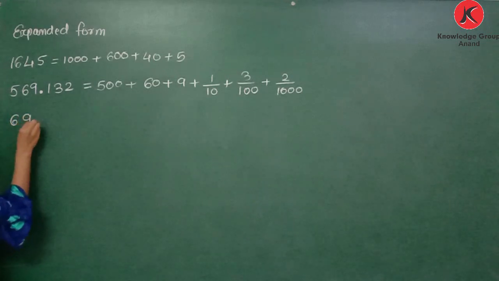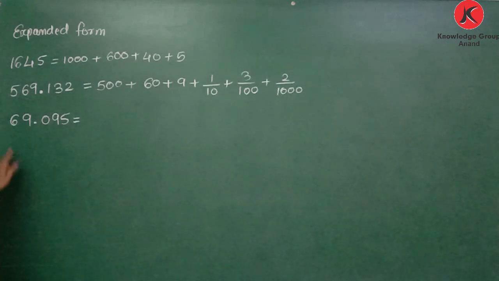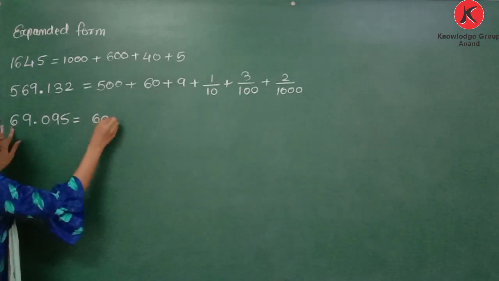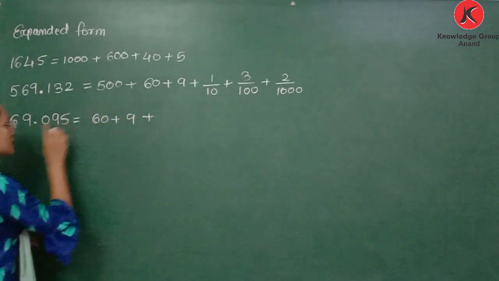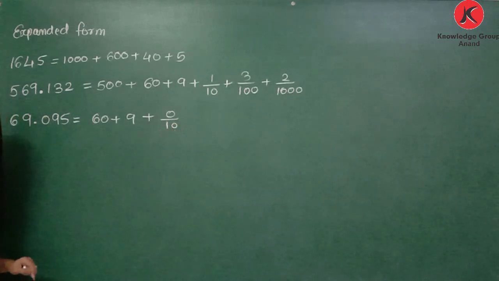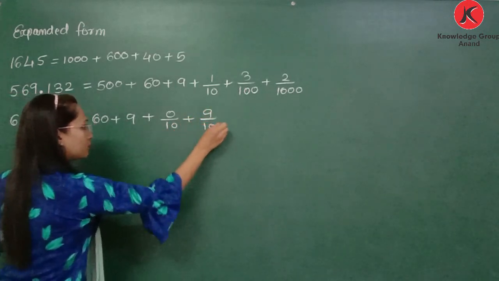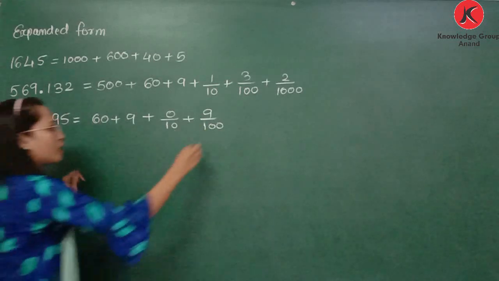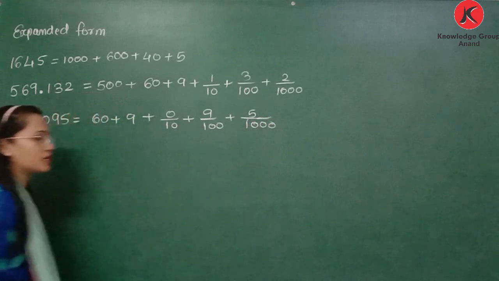So if we have this number, here the place value of 6 is 60, 9 is 9. After the point there is 0. You can write 0 by 10 or you can skip 0 by 10. You can directly write 9 by 100. Now 5 by 1000. Let's take one more example.